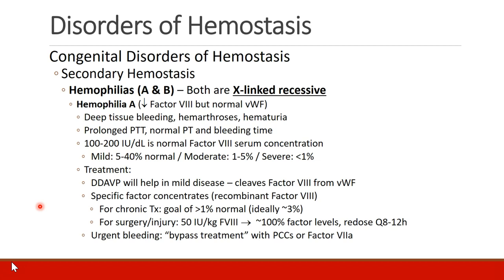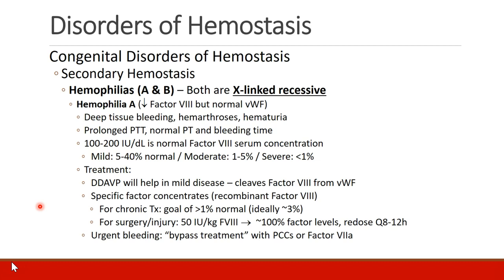Normally, the factor VIII serum concentration is 100 to 200 international units per deciliter. Patients with mild disease will have anywhere between 5 and 40% of normal levels. Moderate is defined as 1 to 5% of normal levels, and patients with severe disease will have less than 1% of normal levels. The treatment for hemophilia depends on the severity of disease. In mild disease, DDAVP may help because it will cleave factor VIII from von Willebrand's factor and therefore increase factor VIII serum levels.